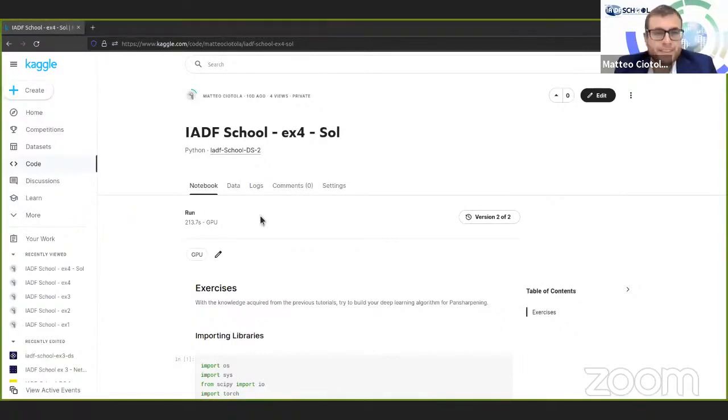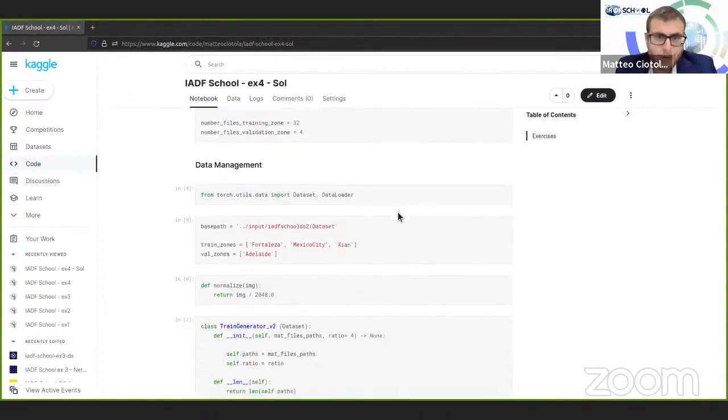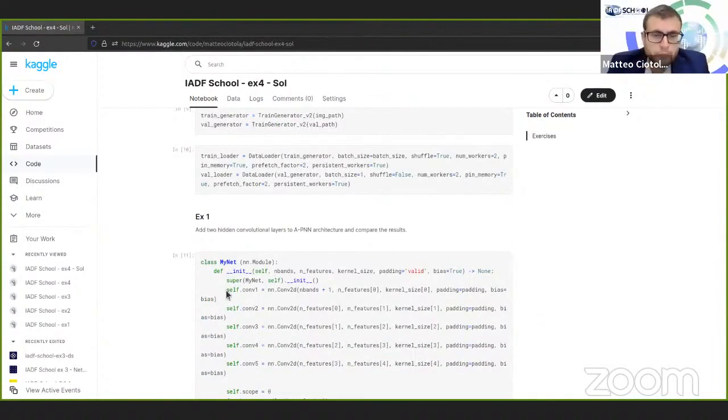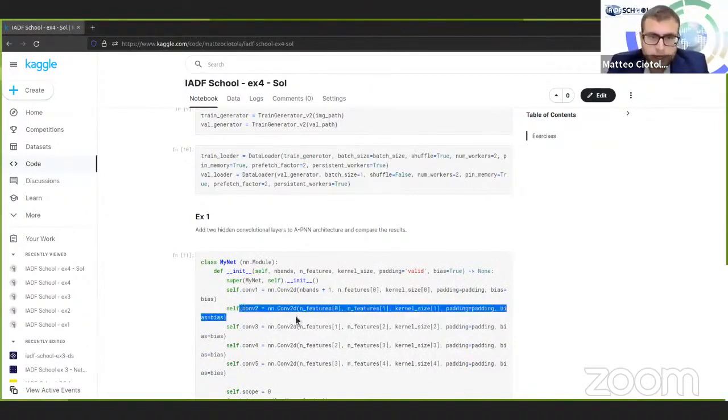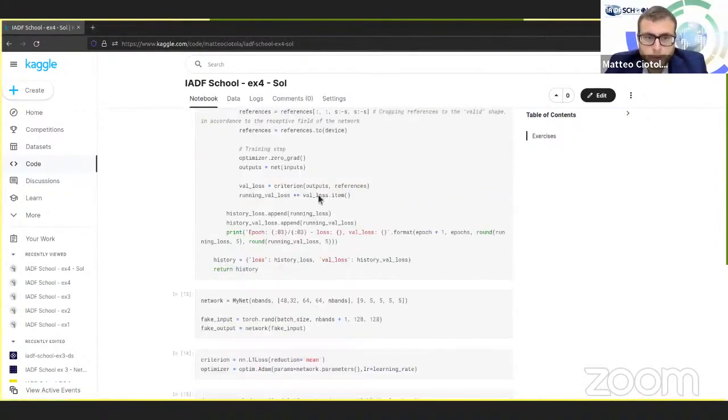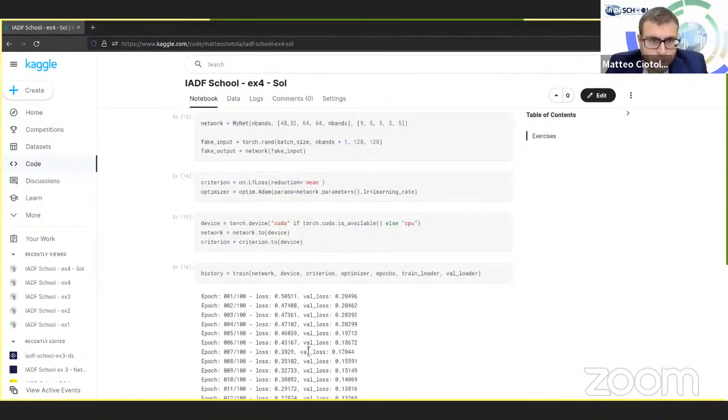Okay, I would like to share with you the solution of the first exercise. Finally, you have to copy and paste this line of code, changing the features and the kernel size here, and running this part of code. It was also the training function. I don't remember it.